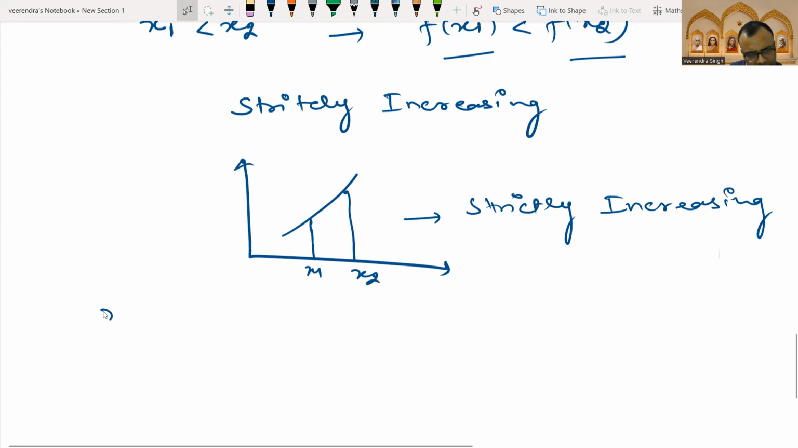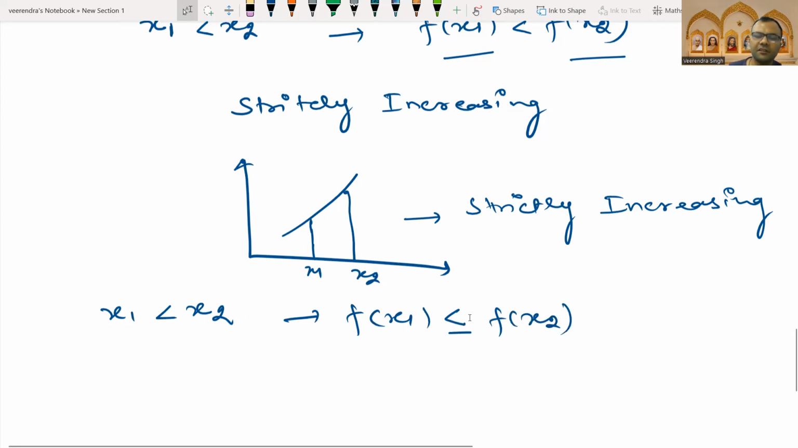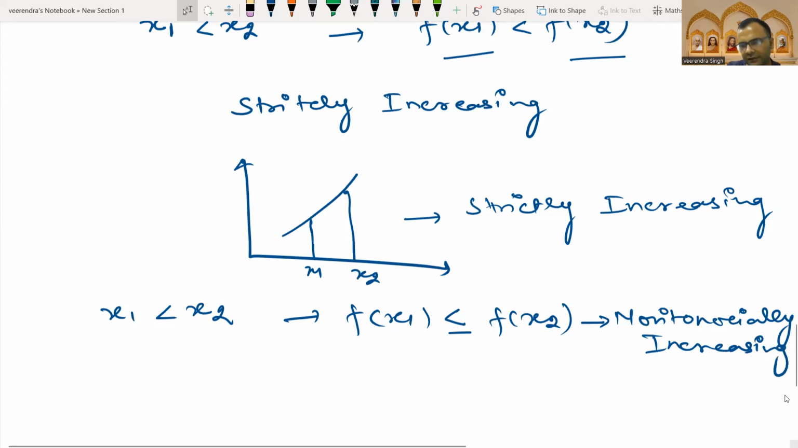Now suppose the next case we have x1 less than x2 and we are getting f of x1 less than or equal to f of x2. What that means is at some particular point, it may be possible that the function is getting the same value at two different points. So in that case, we will say it is monotonically increasing. So in that case, the graph will be like this.